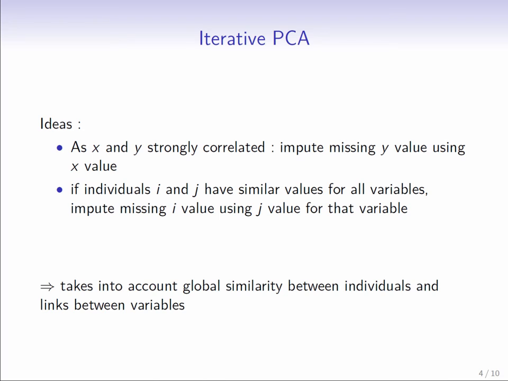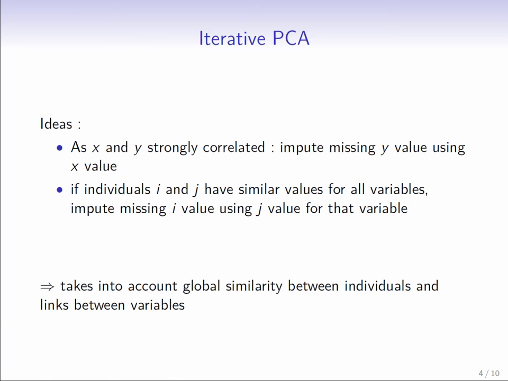We can apply these 2 ideas at the same time for a set of individuals and a set of variables by taking into account both the global similarities between individuals across all the variables and the links between variables across all individuals. Let's pause for a second and ask what this means exactly. Does it ring a bell? Basically, we are talking about PCA, so yes, it's true, we can impute missing data using PCA.